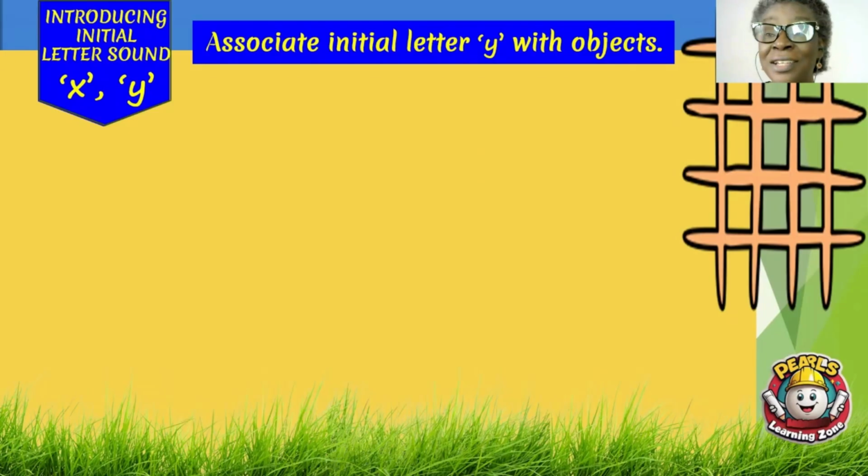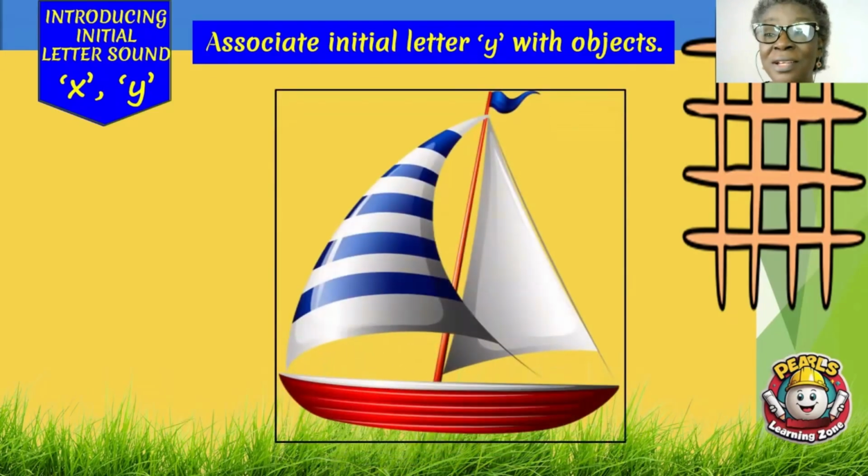And now we want to look at another object beginning with that initial letter sound. So what does this look like? Who knows what this is? A boat. Okay, that's fine. It is a boat, but what kind of a boat? This is a special kind of a boat. I'll tell you what it's called. It's called a yacht. A yacht boat. It's very special.